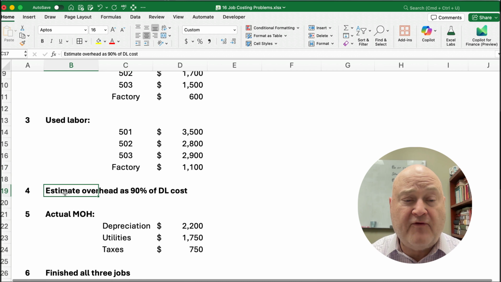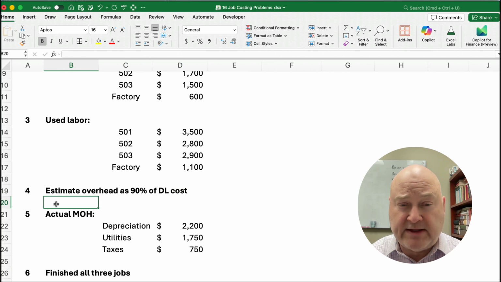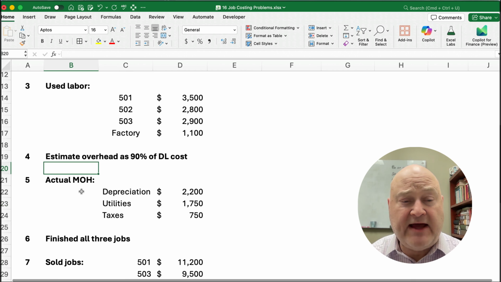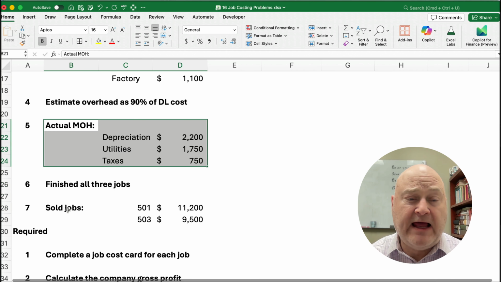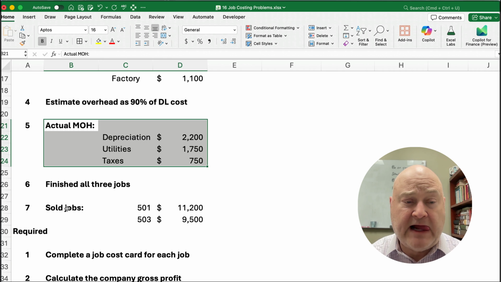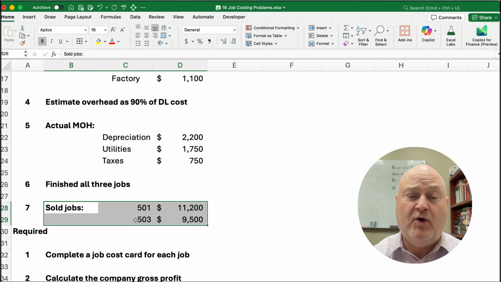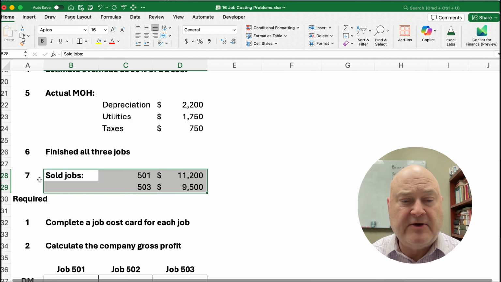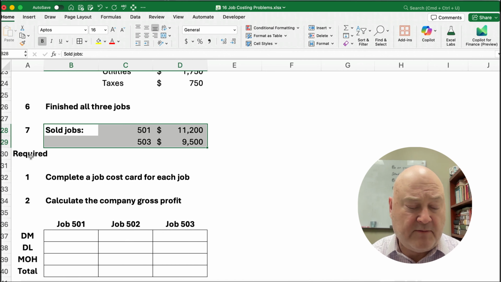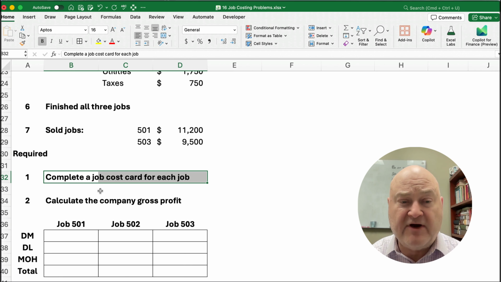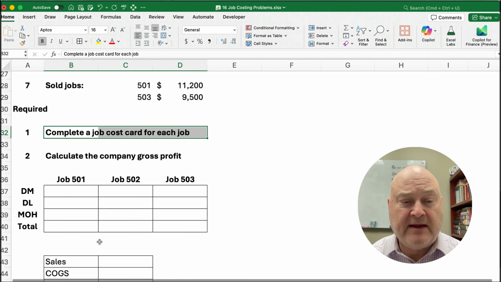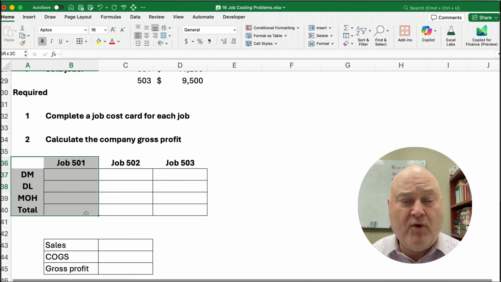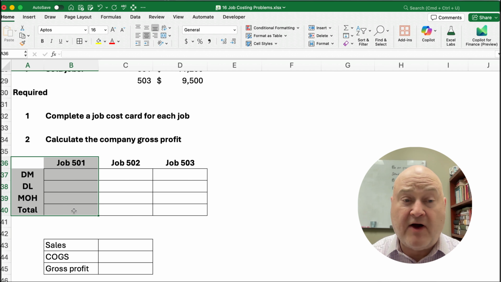Now we're going to estimate overhead as 90% of our direct labor cost. And then we have some actual overhead coming in, and we finished all three jobs, and we sold job 501 and 503, and here is the amount. The required problem that we need to solve is, number one, complete a job cost card for each job. Here for job 501, we would have materials, labor, and overhead, and we'd have a total. So there's the cost of that job.